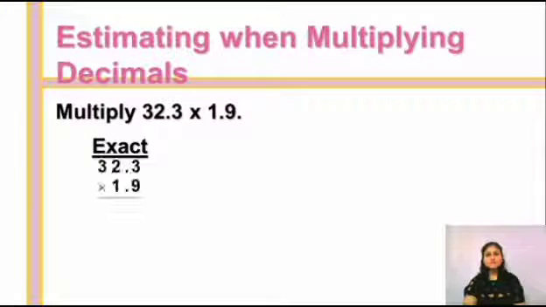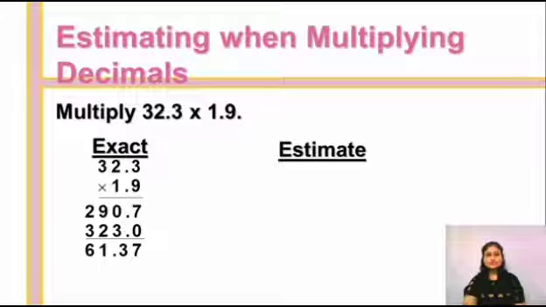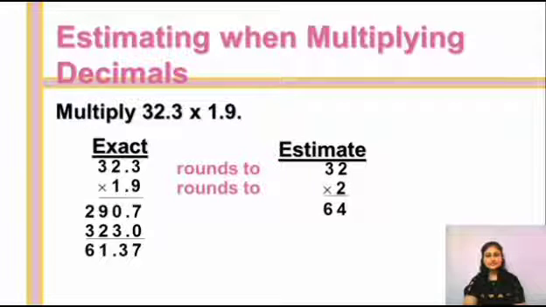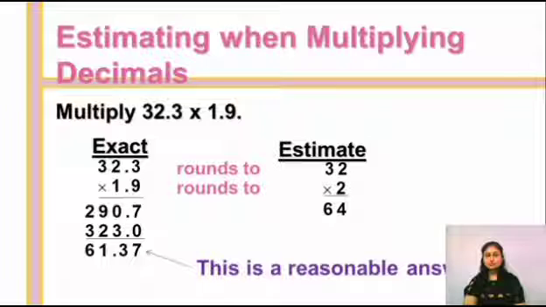Estimating by multiplying decimals. 32.3 multiplied by 1.9 is equal to 61.37. Now we estimate: in 32.3, the 3 is less than 5, so we write 32 only. Then 1.9: 9 is greater than 5, so we write 2. 32 multiplied by 2 is equal to 64. And we have the exact answer with the decimal point, which is 61.37.